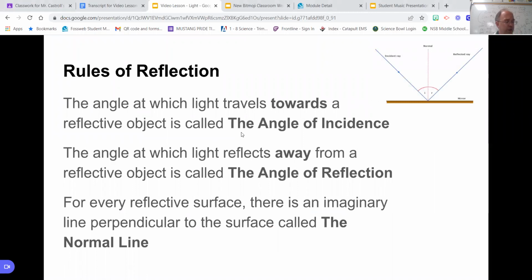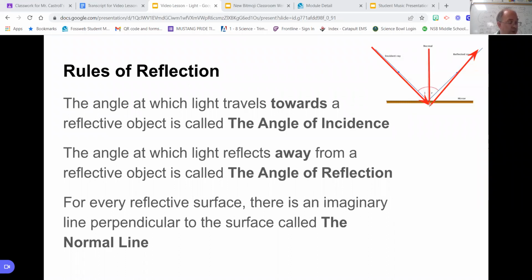The rules of reflection depend on a few vocabulary words I want you to know. First of all, light that is coming in is at an angle called the angle of incidence. We call that light coming in the incident ray. The light going out is called the reflected ray, and the angle at which it comes out is called the angle of reflection. And this line right in the middle, that's called the normal line.